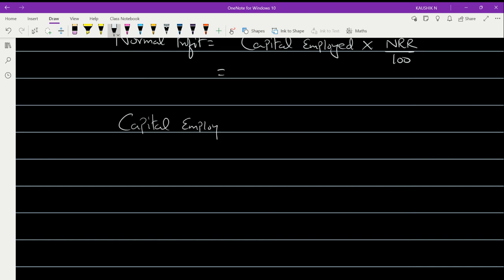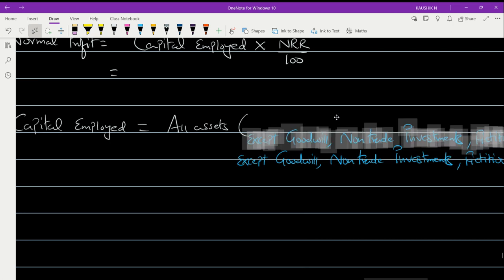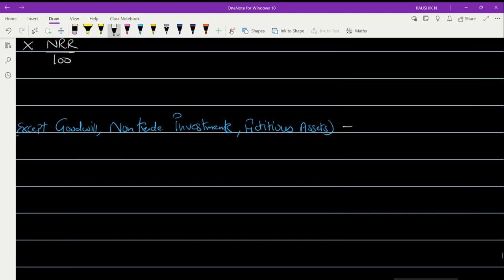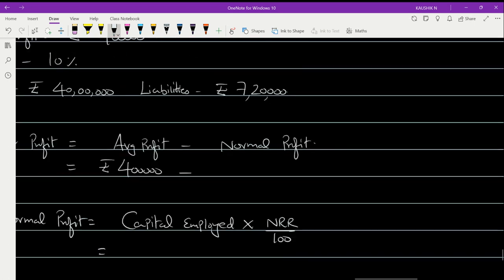Capital employed is equal to all assets. This I have already copied, so I'm just pasting it over here. Except goodwill, non-trade investment, and fictitious assets, minus outside liabilities. So according to this, the value of rupees 40 lakhs minus the outside liability value given over here, 7 lakh 20,000.